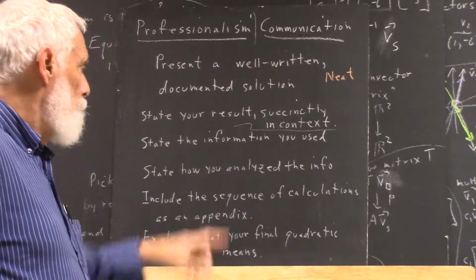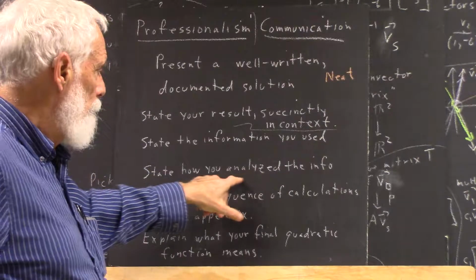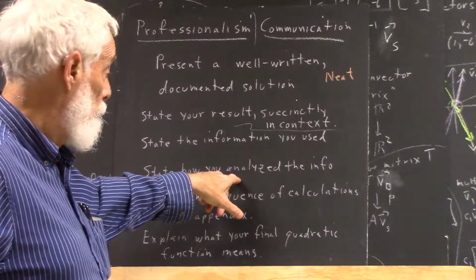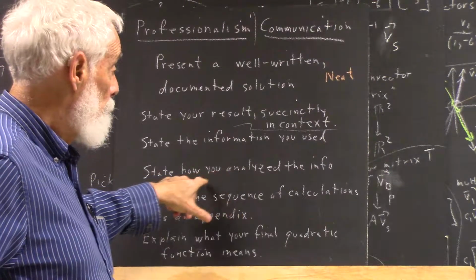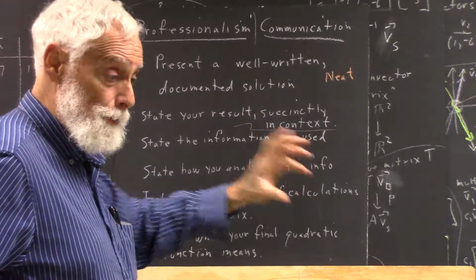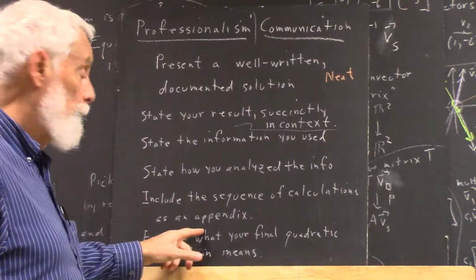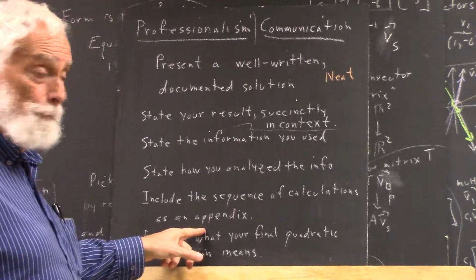Then, you don't want to provide all the details of every calculation, because there are quite a few details in those calculations. Okay? You just want to state how you analyzed it. Here's what I used. Then you can include your whole sequence of calculations in an appendix.